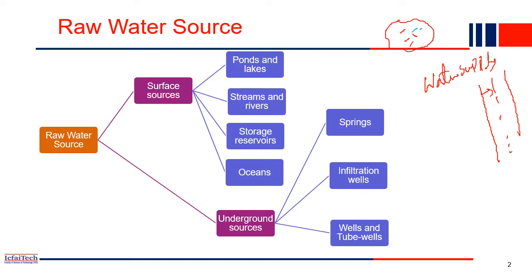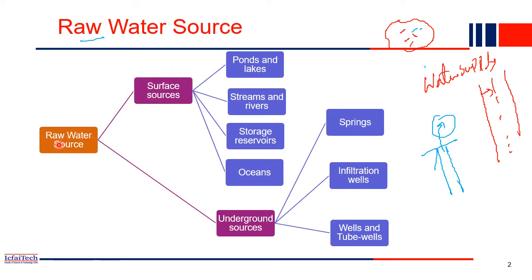Or maybe underground water also we can collect, we can extract it through pipe, and that also comes as a water source. So our first job is to identify the raw water. Once we identify it, we have to collect it, right? These slides will explain the different raw water sources available for us.